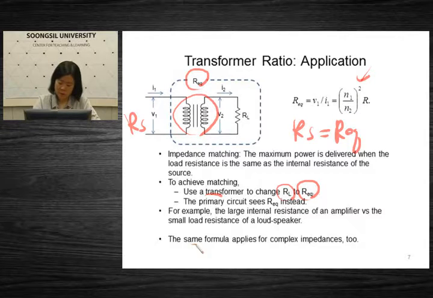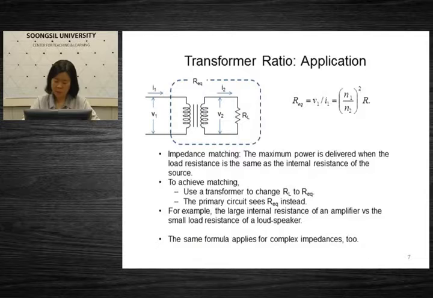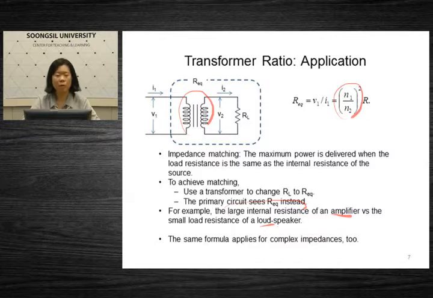And this formula can be applied for complex impedances too. So this is a very useful formula. The best example is when we use a loudspeaker. Usually amplifiers have large internal resistance, and the loudspeaker has small load resistance because the speaker just consists of paper. So to match these two, we have to put a transformer between the amplifier and loudspeaker and use this ratio to do impedance matching.